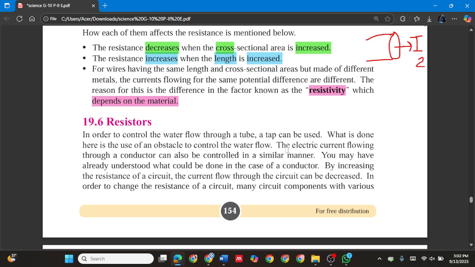So, they have taken a general example. If water is going through a tube or pipeline, we can use a tap to control the water. In the same way, when current is going through a conductor, we could use an obstacle to control the current. So this is what we call resistance.